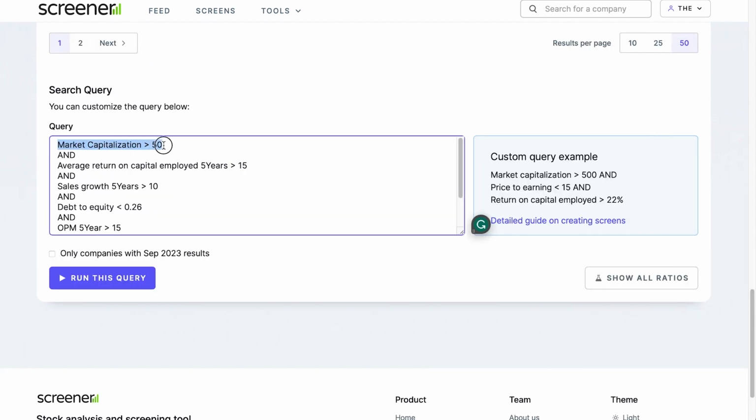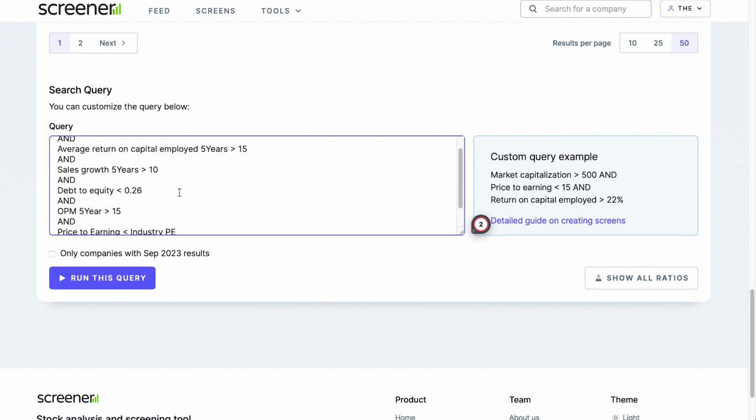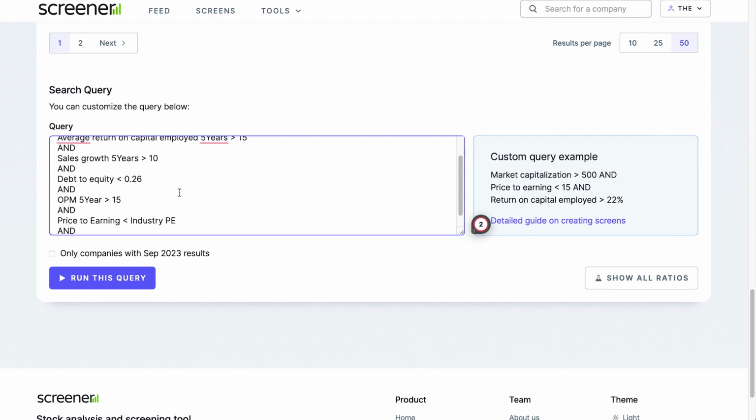So, if we quickly look at the filter that I use: any company that has a market capitalization of more than 50, any company that has an average return on capital employed in the past 5 years greater than 15, any company that has a sales growth of greater than 10. Debt to equity is very strict, it is less than 0.26, it's not even 0.5. So I consider companies which are debt free. If the debt to equity is zero, that's, I think, the most ideal state of any organization.